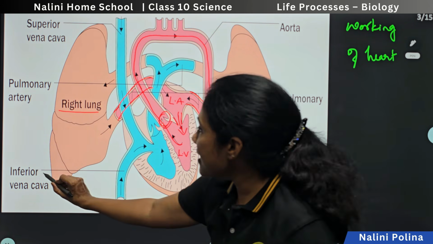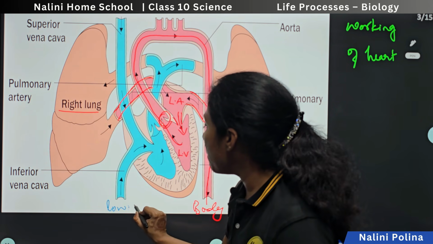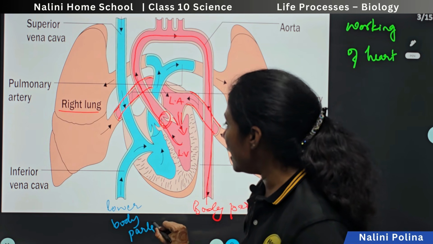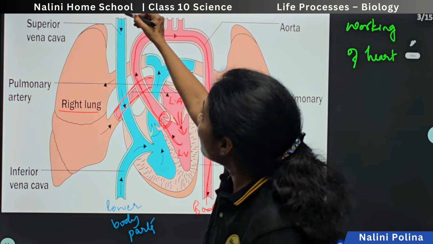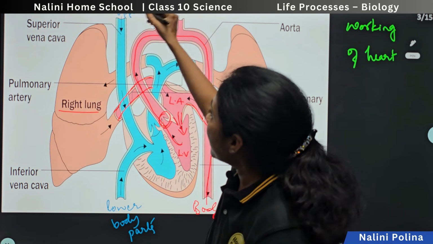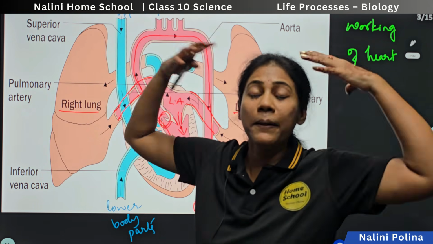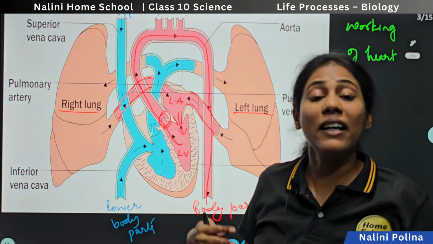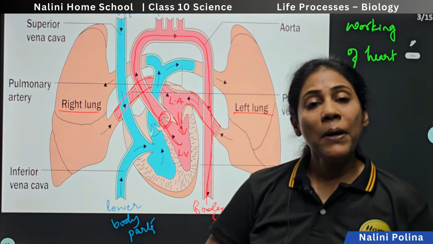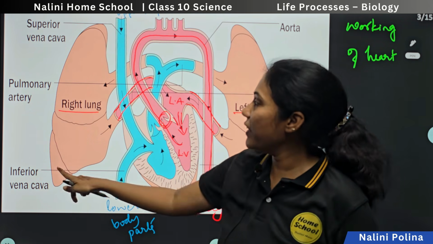Look at here. So this is an inferior Vena Cava collecting blood from lower body parts, and this is a superior Vena Cava collecting blood from upper body parts. Right? So from the head, all the impure blood, all the deoxygenated, carbon dioxide rich blood is carried by superior Vena Cava. From the bottom portion of the body, the same impure blood is carried by inferior Vena Cava.